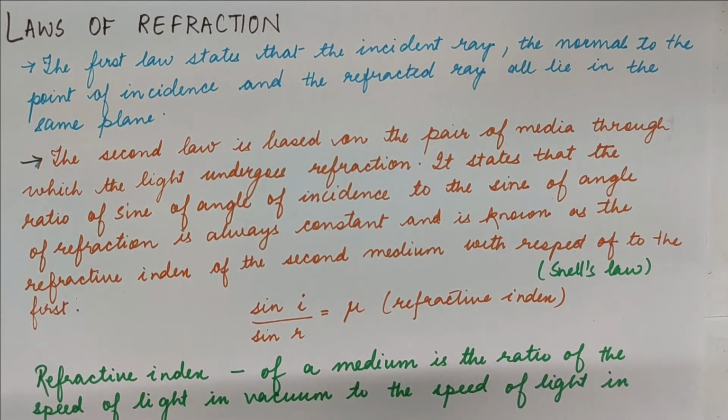And the second law states that based on the pair of media that we are using, like I showed you air and glass, right, through which the light undergoes refraction, the ratio of the sine of the angle of incidence to the sine of angle of refraction is always a constant. That constant is called refractive index, okay, of the second medium with respect to the first. And this law is also known as Snell's law because it was given by Snell, the physicist.